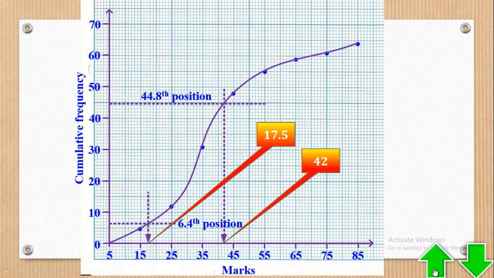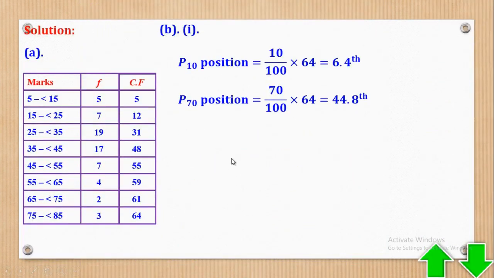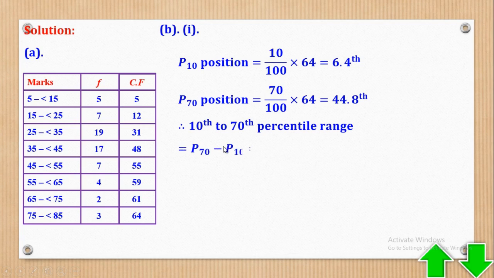So what does that mean? It means that you will come here and say that the range is equal to P70 minus P10, which is 42 minus 17.5, and that gives you 24.5. So now we shall go to Roman 2.